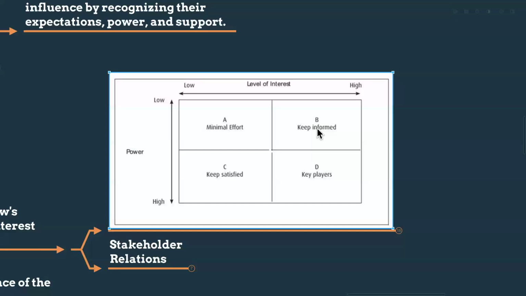I'll explain to you one by one separately. For the C category, we have to keep them satisfied because they have high power, but interest wise it's low. The D players are the key players. We have to give them the most attention because they have the highest interest in our business as well as the highest power in our business. Let me explain one by one right now.